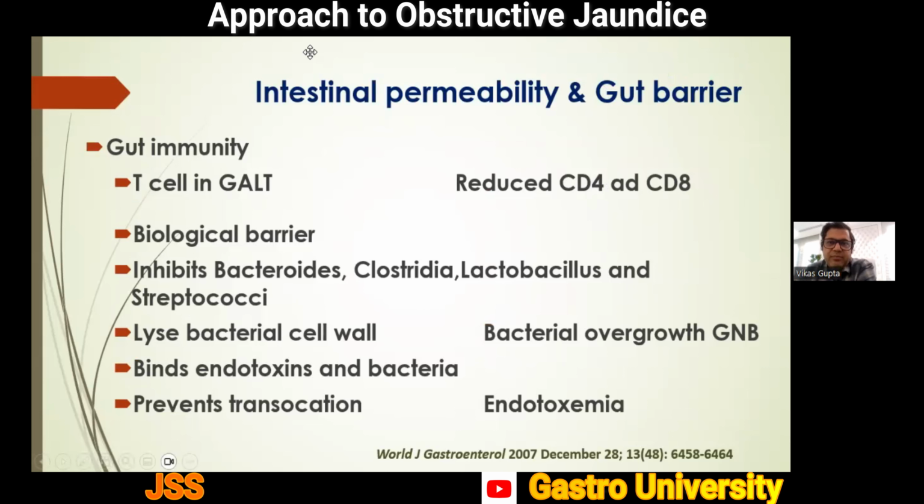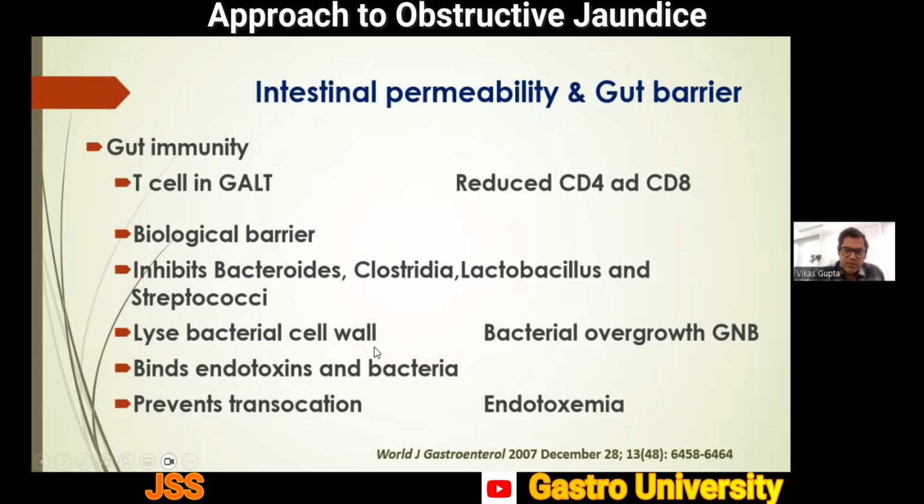Intestinal permeability and gut barrier is an important function, and in the absence of bile acids in the intestine, the gut permeability can increase. T cells have been shown to increase with the stimulus from the bile acids, and it has been seen that the absence of bile acids in the intestine leads to reduced CD4 and CD8, which are protective cells against many infections. Bile acids act as biological barriers by inhibiting the growth of a variety of organisms, because bile being an organic solvent tends to lyse the bacterial cell wall.